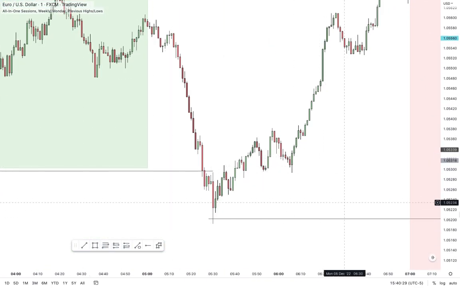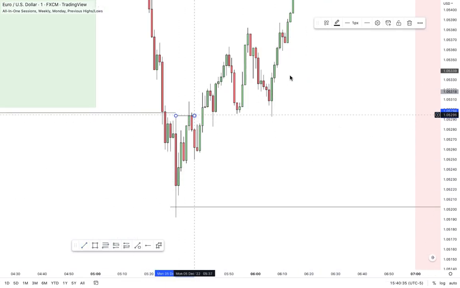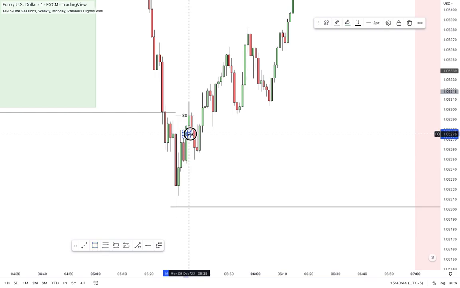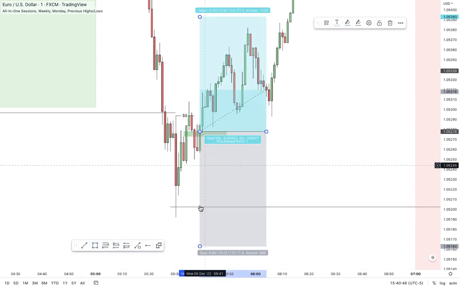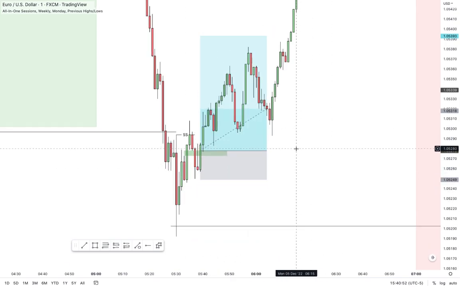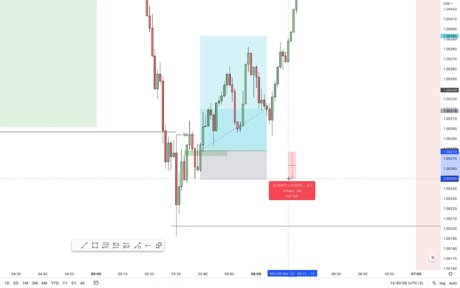Now in this scenario, what do you see? A market structure with a teeny tiny fair value gap, that's what your entry is. Now watch this, your stop loss would be like 3 pips.